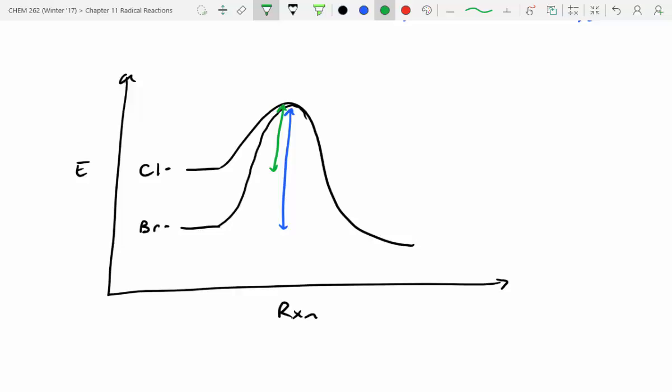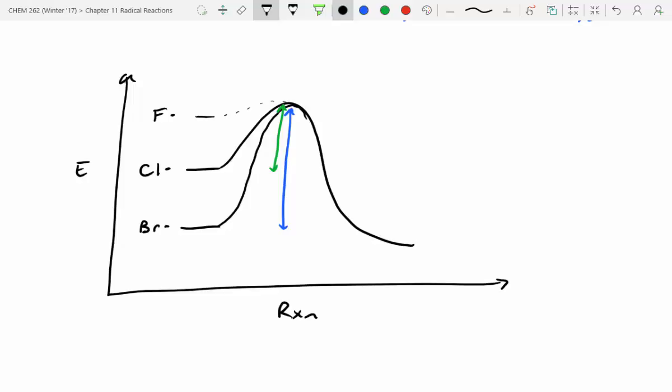Okay. Yeah. So you can imagine fluorination would probably be up here. And it would have almost no hill to run over, which means you're essentially playing around with something that's going to react whether you want it to or not. It's super duper unstable.